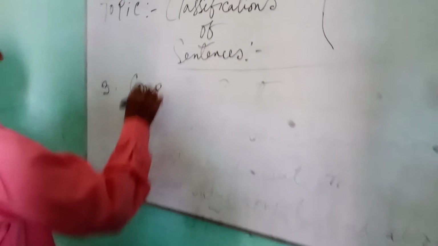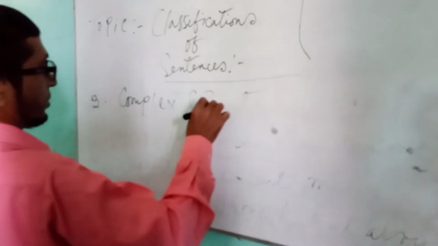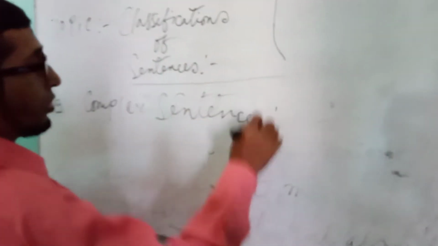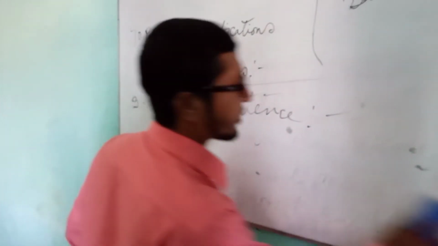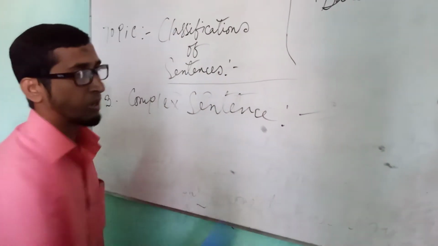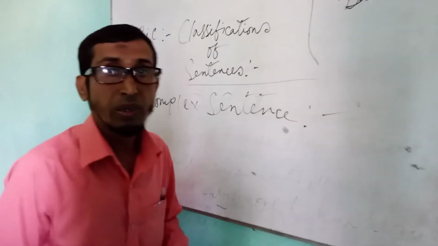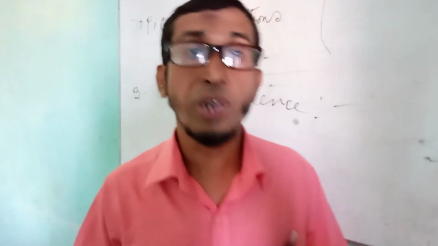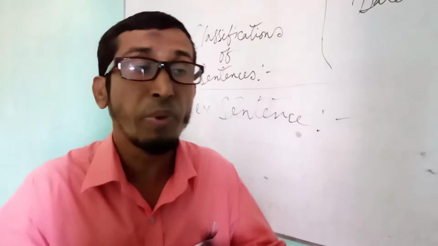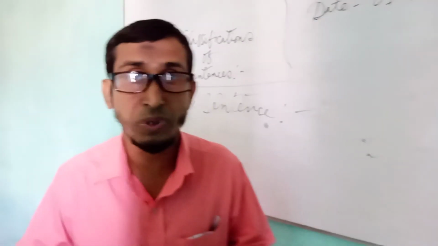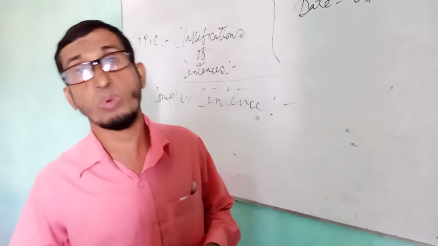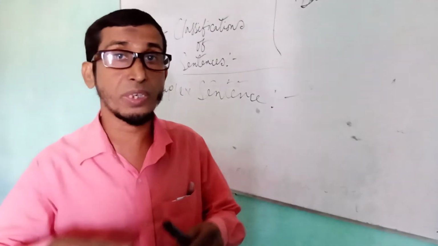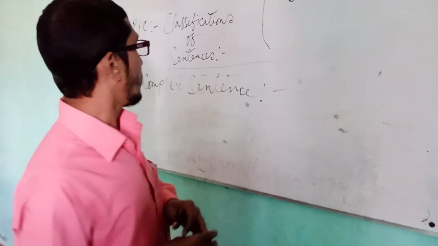Complex sentence. What is a complex sentence? Yes, a sentence which contains one principal clause and one or more than one subordinate clause is regarded as a complex sentence. I am repeating so that you can understand me. A sentence which contains one principal clause or main clause and one or more than one subordinate clauses is called a complex sentence.